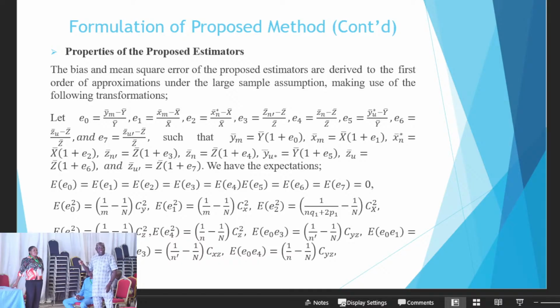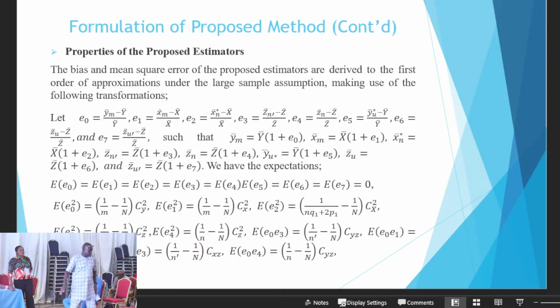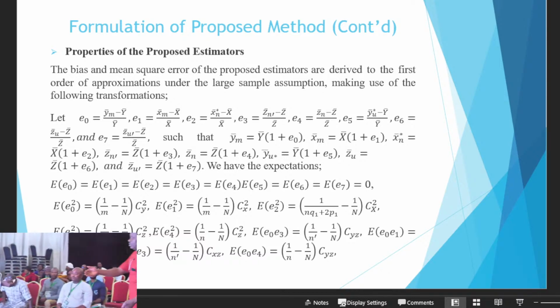Is that okay? Look at it. This research work, look at this one and see. If I change it right now, can you have better results? No, that's right. God bless you. Thank you.